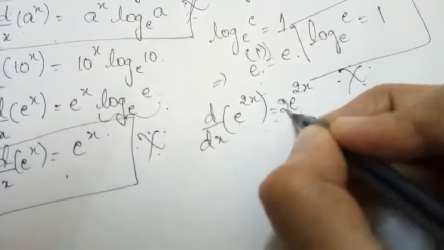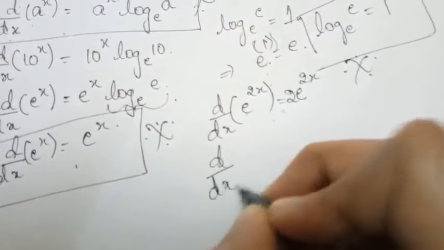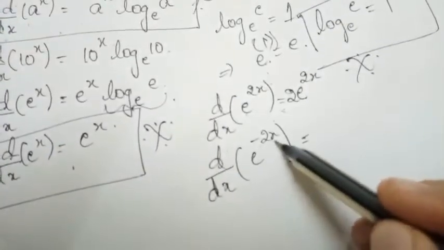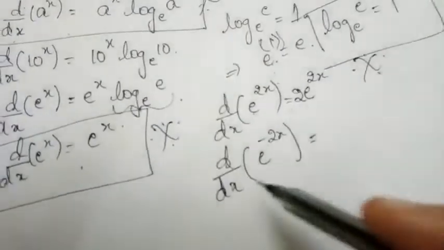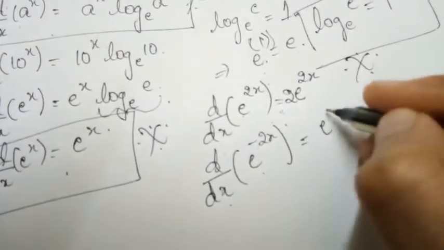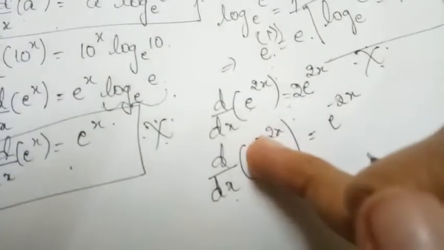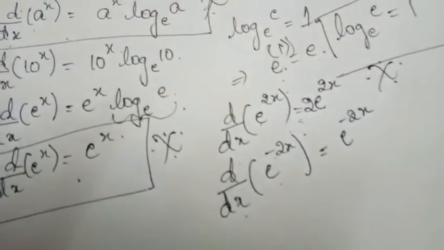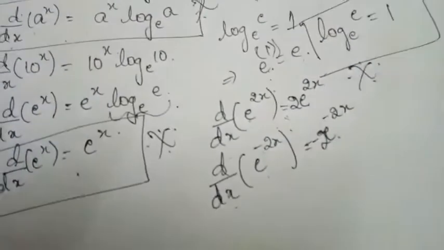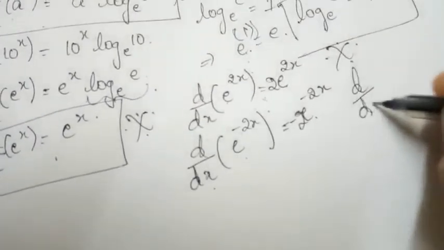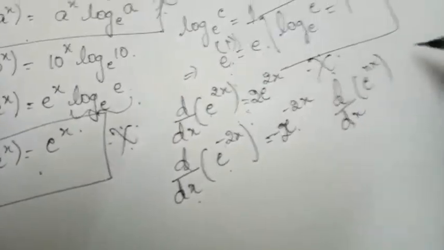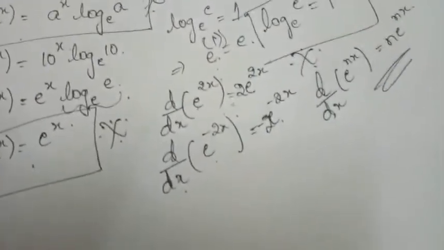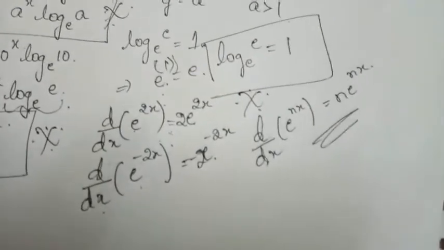Similarly, suppose I take d by dx of e to the power minus 2x, how are we going to follow? Again, taking minus 2x as equal to t, d by dx of e to the power t is e to the power t, that is e to the power minus 2x. Then dt by dx, that is d by dx of minus 2x, is equal to minus 2. So generally, d by dx of e to the power nx is equal to n e to the power nx. This is the general way you can remember the derivative of e to the power nx.